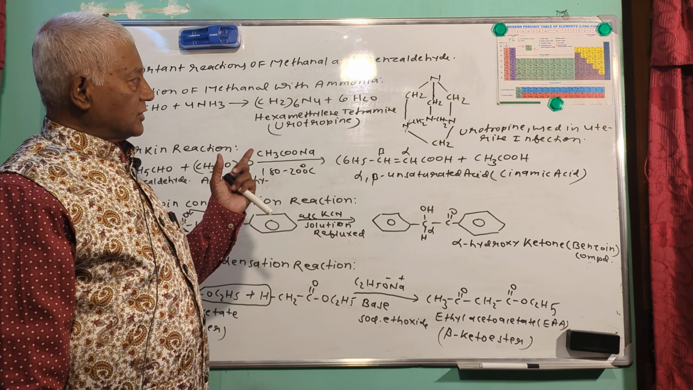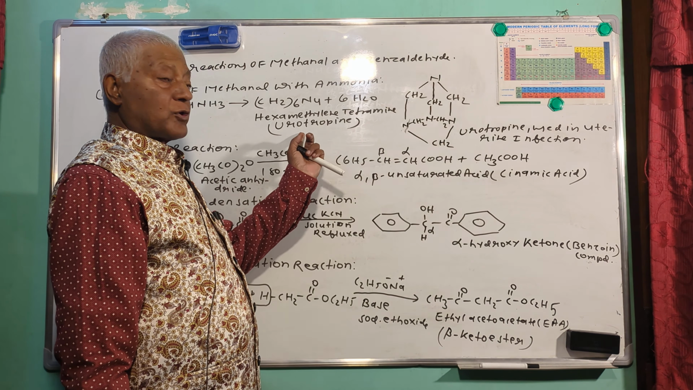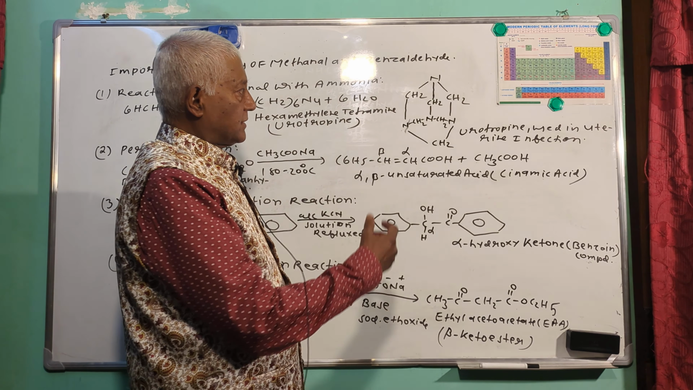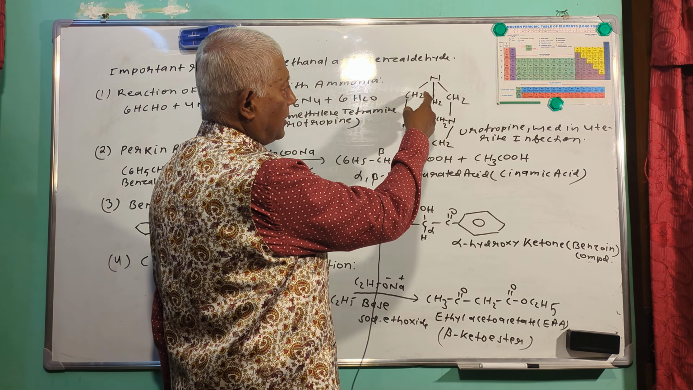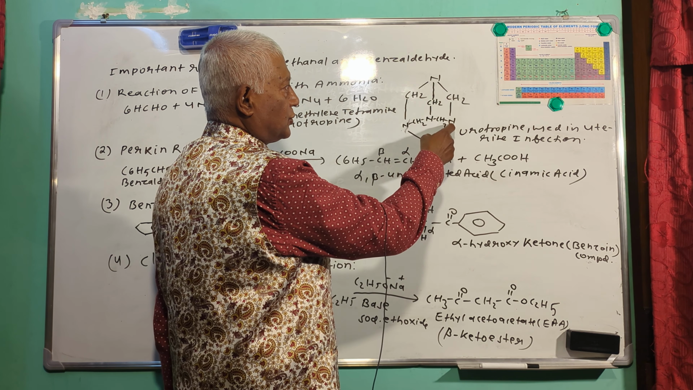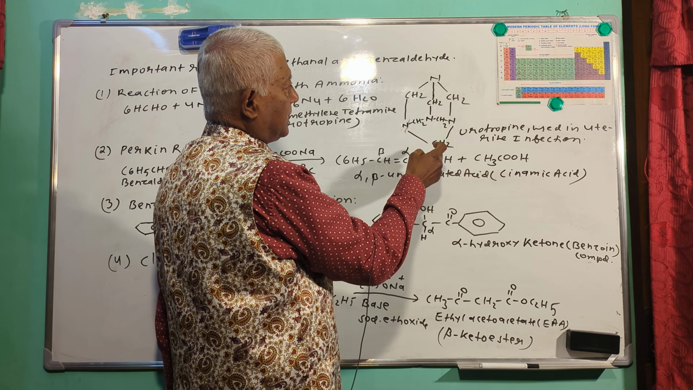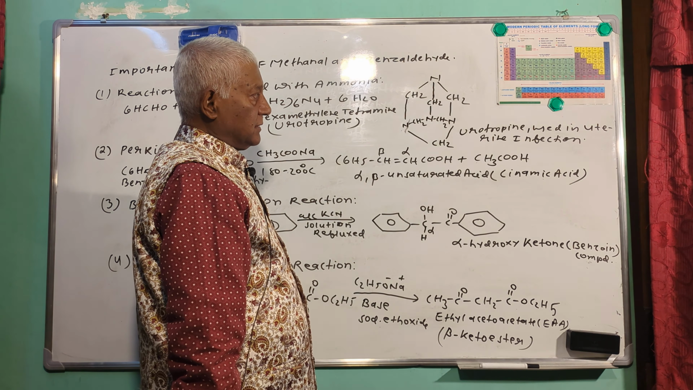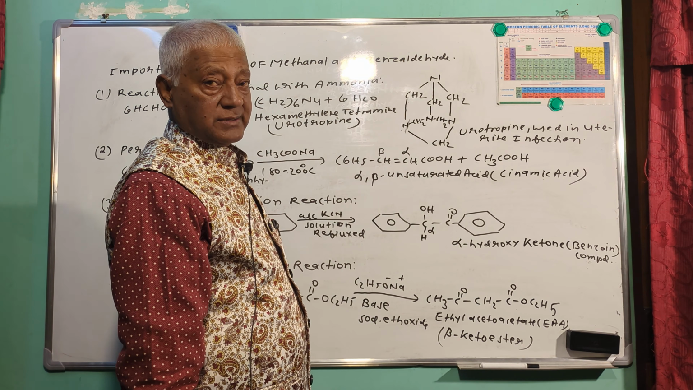Next, sometimes they ask you to write down the structure of urotropine. So what is the structure? How many CH2? 1, 2, 3, 4, 5, 6. How many nitrogen? 1, 2, 3, what do you see, 4 nitrogen. Yes, so that structure is generally asked in examination.